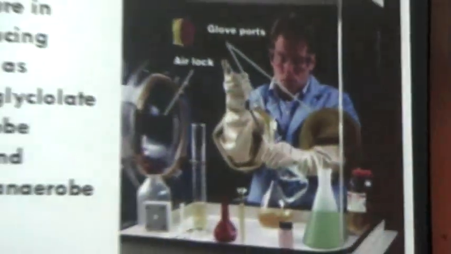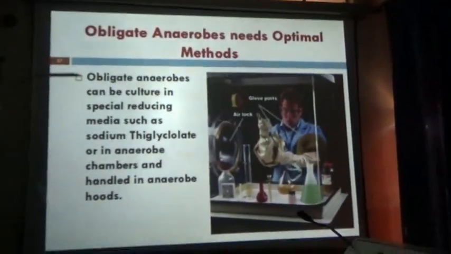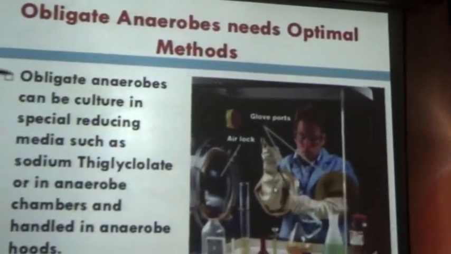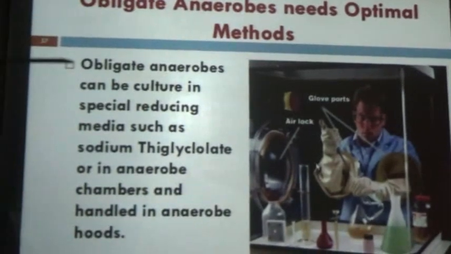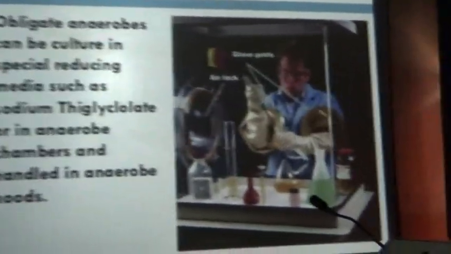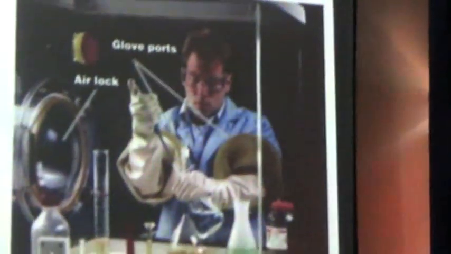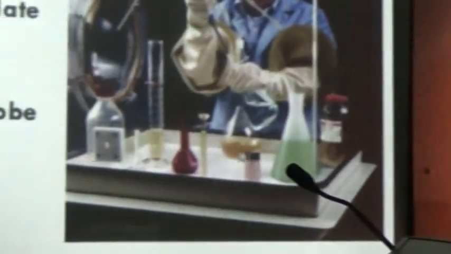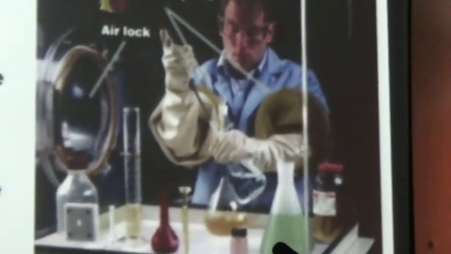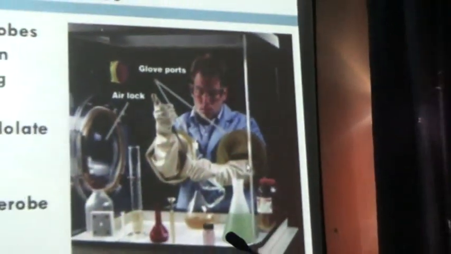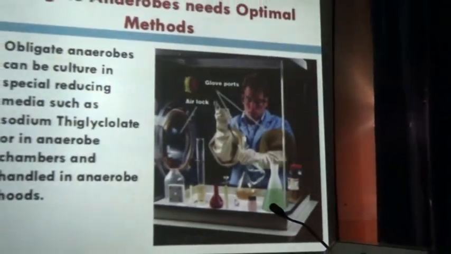This picture shows one of the various methods, that is the anaerobic chamber, for the growth of these bacteria. See how this person is standing outside. This is the chamber here. These are the various materials which are used for the culture. These are the gloves. The person does not enter the chamber, neither his hands, only hands go into the chamber through these gloves, and this is all airtight.